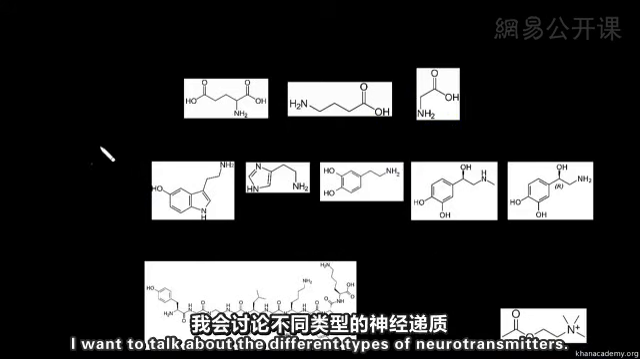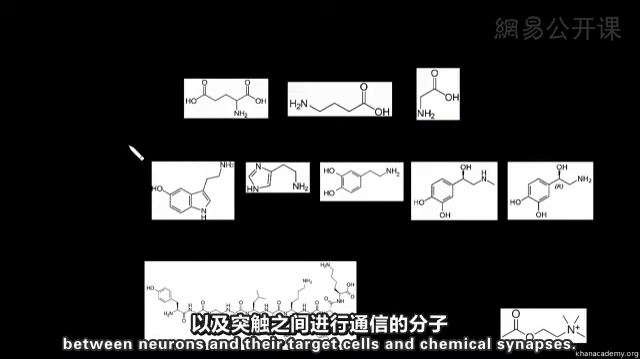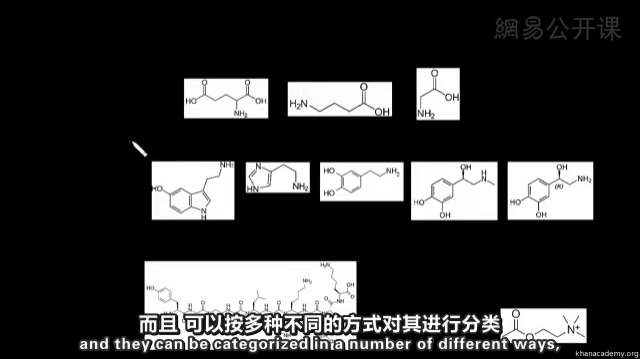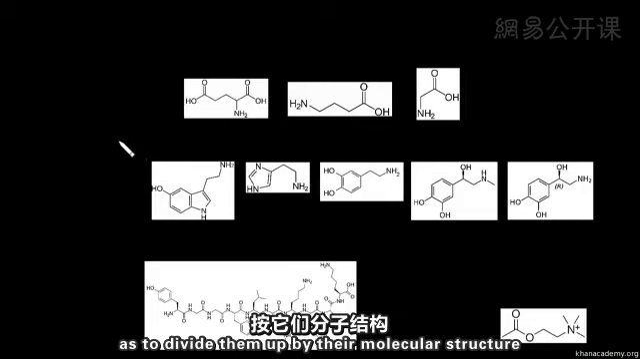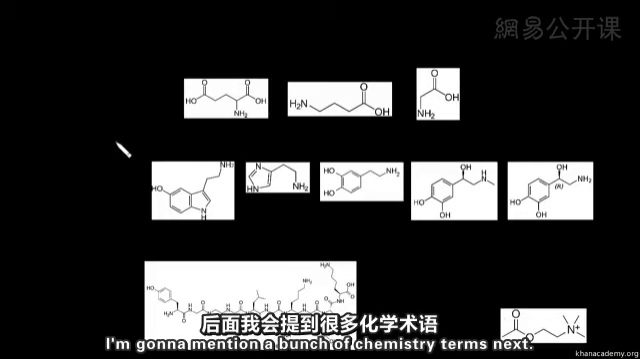In this video, I want to talk about the different types of neurotransmitters. Neurotransmitters are molecules that communicate information between neurons and their target cells at chemical synapses. There may be hundreds of different types of neurotransmitters, and they can be categorized in a number of different ways. But probably the most common is to divide them up by their molecular structure into amino acids, peptides, monoamines, and others.